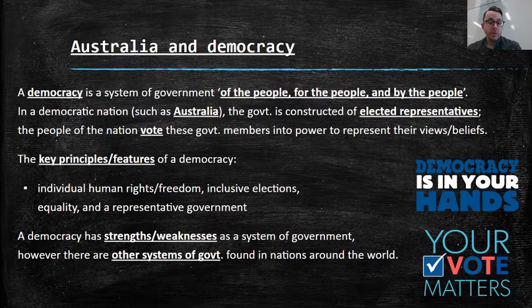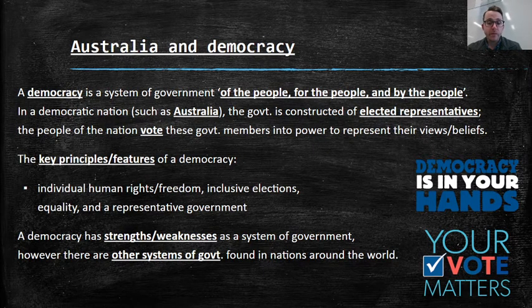Equality, so because everyone can vote, because everyone has the same human rights, in theory, the nation is equal. There's no one who's being treated better or worse, in theory. And then a representative government is obviously the key feature of a democracy. So in theory, the people being elected, the majority of the nation is going to vote for them. Therefore, the majority of the people of Australia will agree with them, and their government will represent the majority of Australia. So a democracy has strengths and weaknesses, obviously, as a system of government.